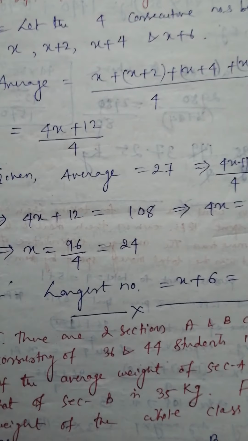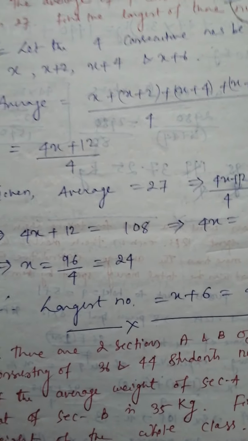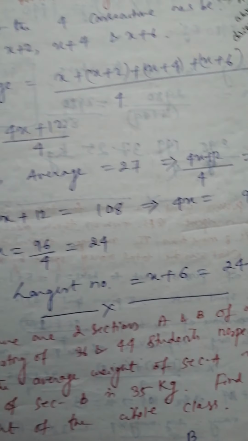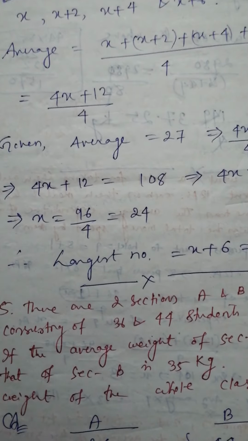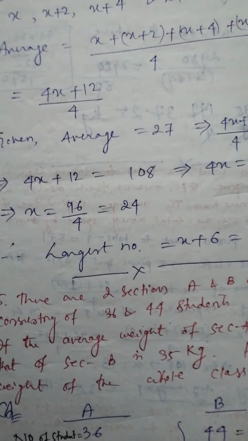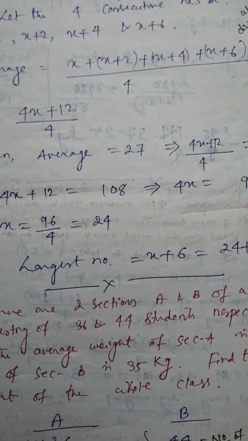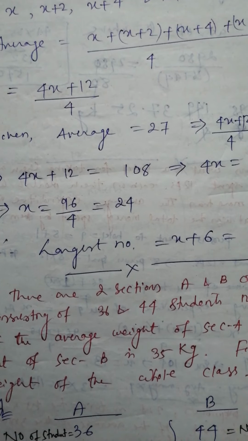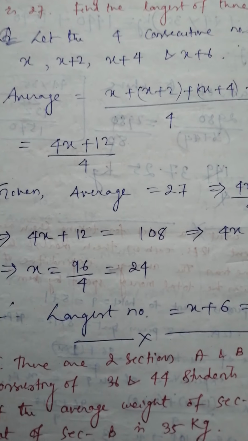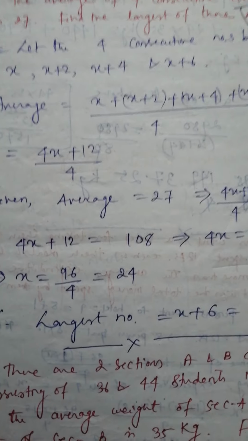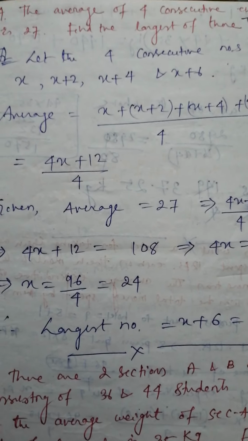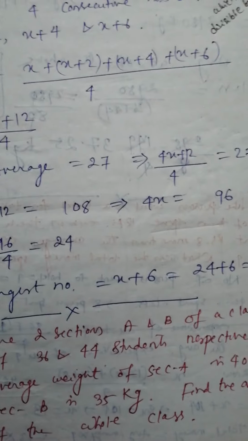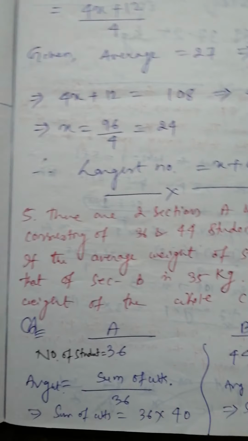So average equals, as we need only 4 numbers, I have written only 4 numbers here in the form of alphabets and numbers. So average equals x plus x plus 2 plus x plus 4 plus x plus 6 divided by 4, and we are getting 4x plus 12 divided by 4. Given average equals 27, so 4x plus 12 divided by 4 equals 27, and in this way we get x equal to 24. So the largest number, from these 4 numbers, is x plus 6, that is 24 plus 6 equals 30. 30 is the answer.